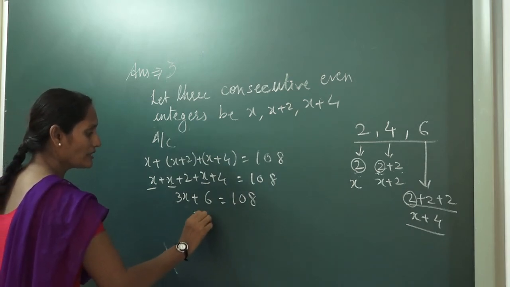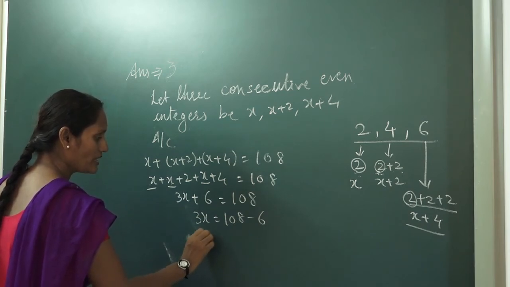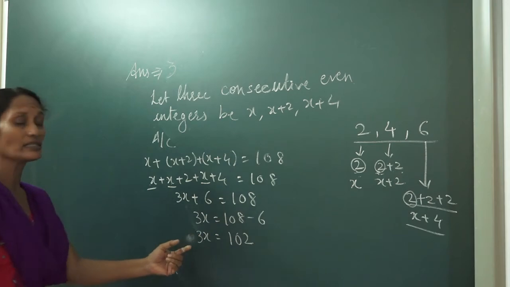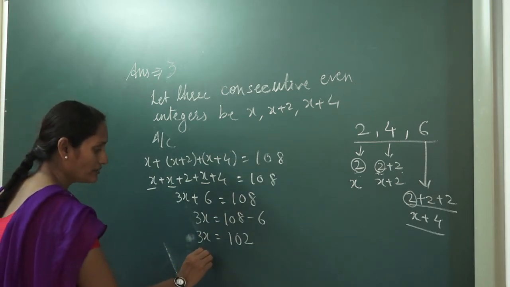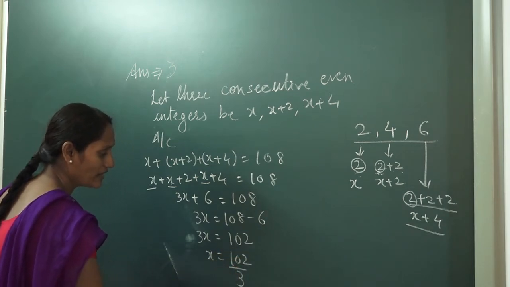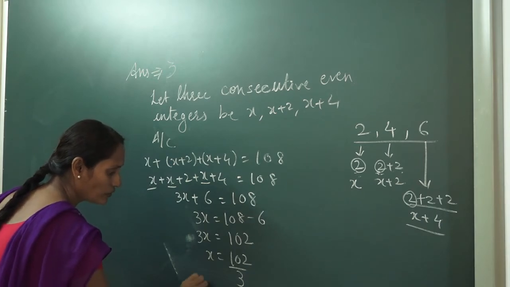So it will become 3x equals 108 minus 6. So 3x will be equal to 102. Now 3 is in multiplication form, so when it goes to that side, it will be division. So x equals 102 divided by 3. When I divide, I get the value of x as 34.